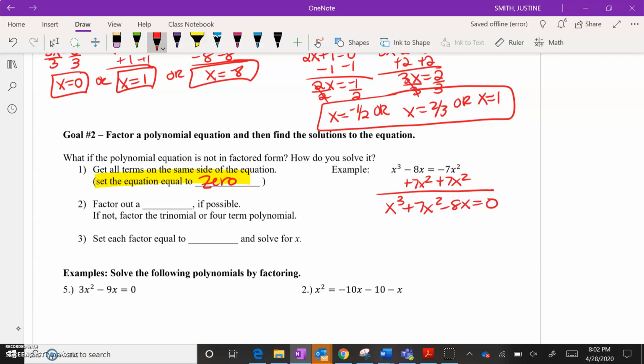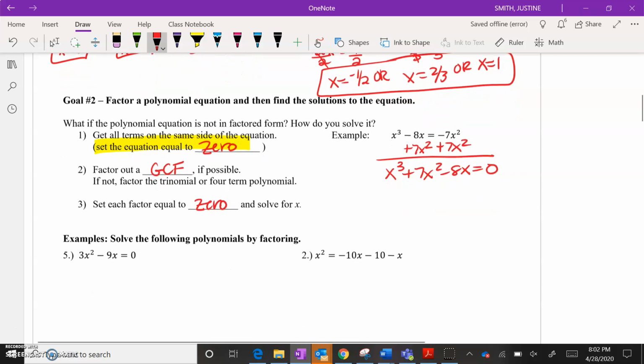So then you want to factor out your GCF if possible. And if not, factor the trinomial or the 4-term polynomial. Okay, and then just like we did above, set each factor equal to 0 and solve for x. Okay, so for this one, I would factor out an x, and I would have x squared plus 7x minus 8. I would continue to factor. So what multiplies to negative 8 and adds to 7? So it would be positive 8 and negative 1.